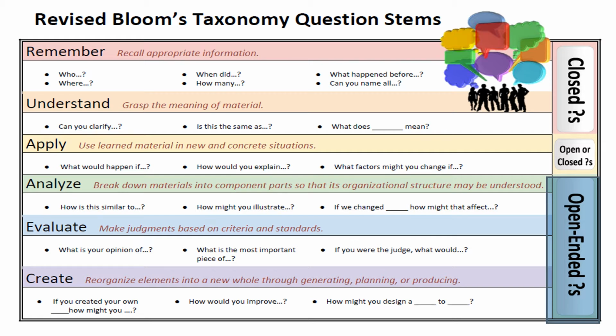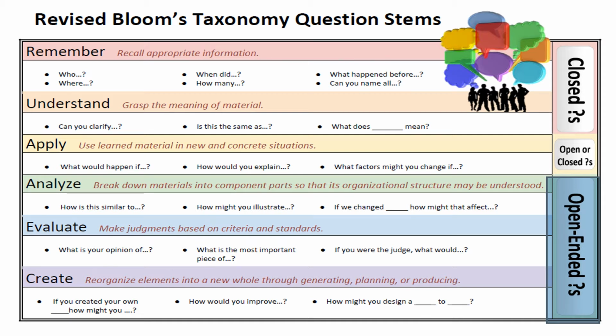Remember, this is just when you have to recall appropriate information from the text. Examples of stems include questions starting with the word who, where, when did, how many, what happened before, can you name all? So for example, our class novel, George's Secret Key to the Universe. If I asked you to come up with some questions based on what we'd read, and I'd asked you to come up with a remember question, which is very similar to a right there question, it could be, who is Annie's dad?